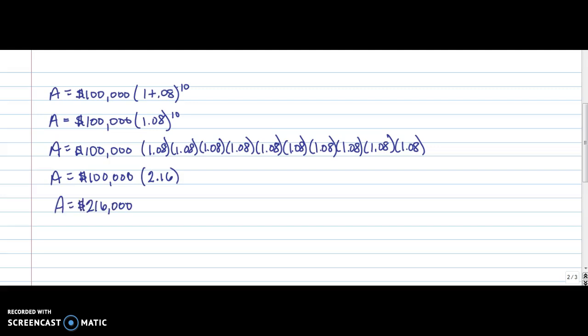So in the end, after paying this loan off in 10 years at an 8% interest rate, John will actually end up paying $216,000 back to the bank. So that's a pretty hefty profit for the bank. It's over double the amount of what John borrowed. That's how banks make their money.